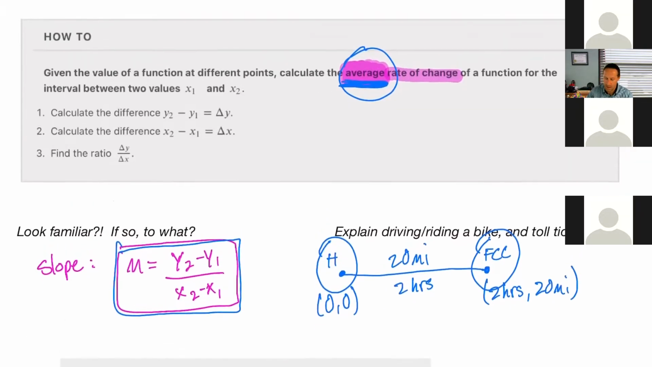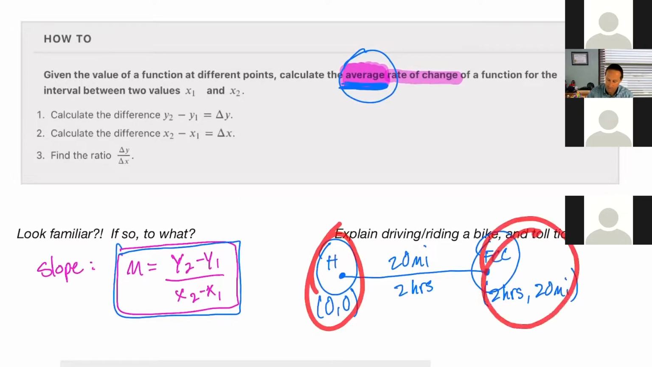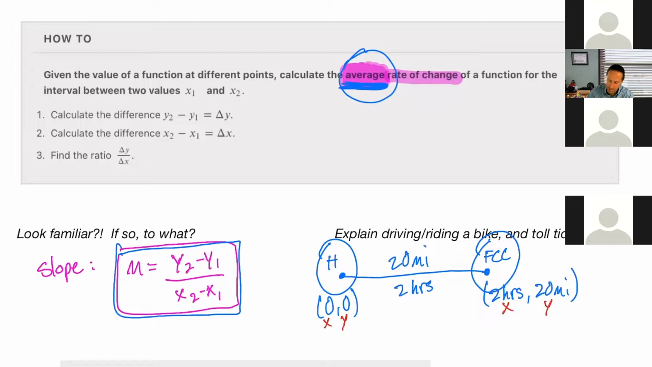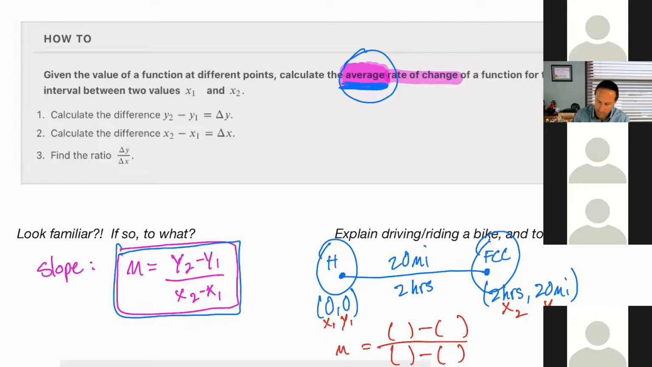And if you guys can see that, now would allow me to take my 2 points, just like we always have, and now I can find the slope of it. I can call this my x and my y, this my x and my y. Call this x1, y1, my second point, x2, y2. And I can take the like things and find the slope. It would be the 20 minus the 0 for miles, and the 2 minus the 0 for hours.